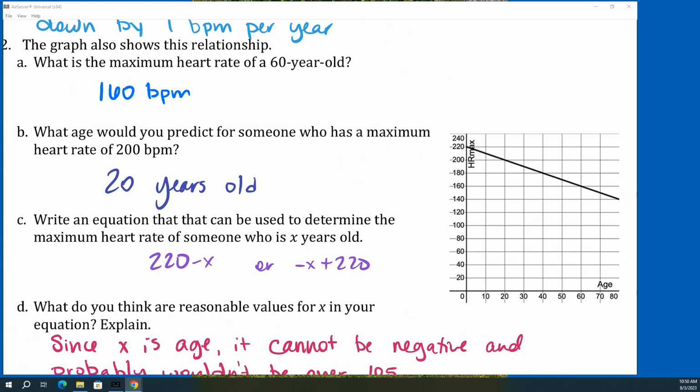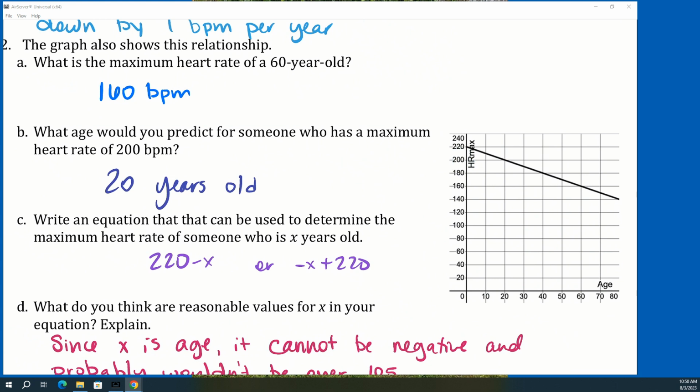Okay, and then we get the actual graph of the relationship. I wanted you to use that graph to figure this out. So if we want to find the max heart rate of someone that's 60, you go to 60, go over, and that's going to be 160 beats per minute. And then you also do it in reverse. So we find how old someone would be if their max heart rate is 200, and that's like 20 years old.